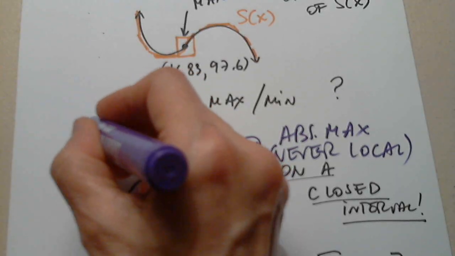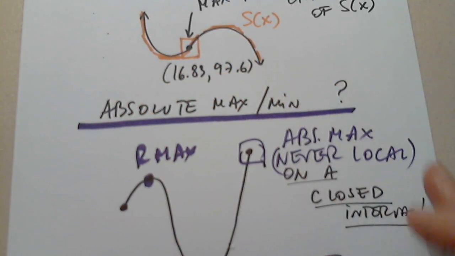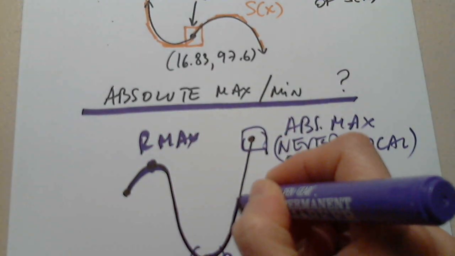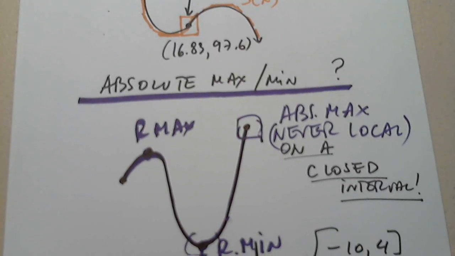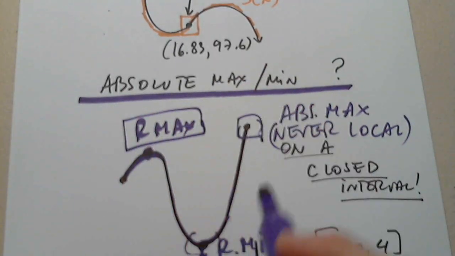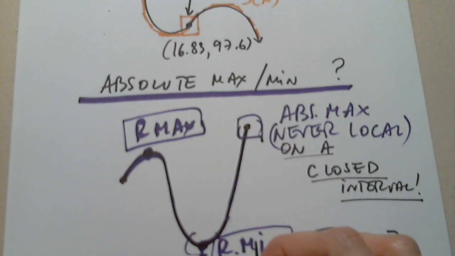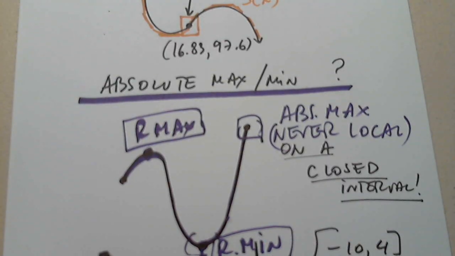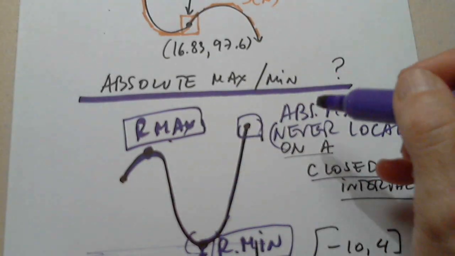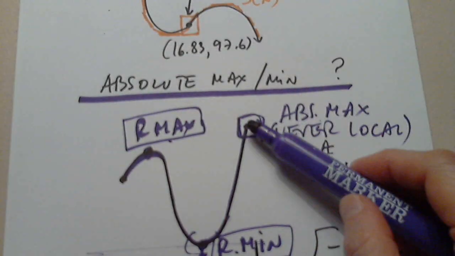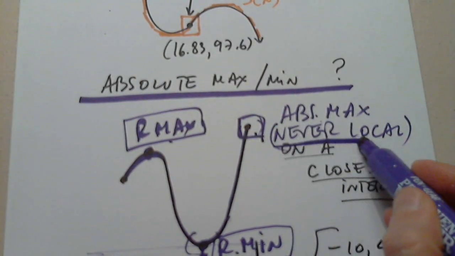So we're talking about absolute max and absolute min. And I graphed this function. This is a relative max. This is a relative min that we know. But this is also an absolute min because the function has no other values below this value. This is the smallest. This is a relative max. This is the absolute max. Why is it the absolute? Because there is no other value higher than it. But it's never a local.